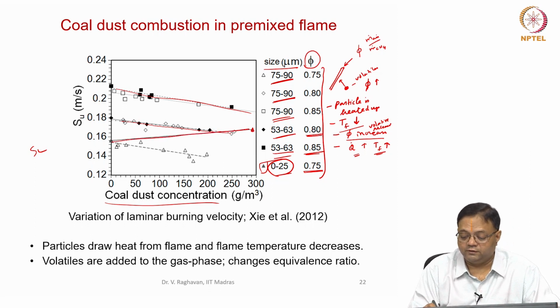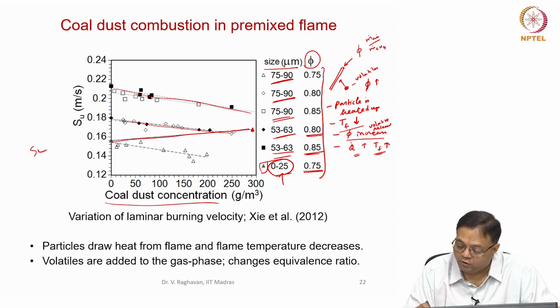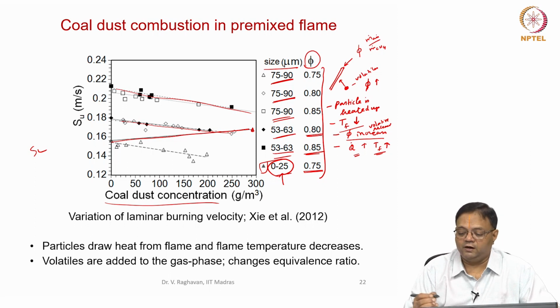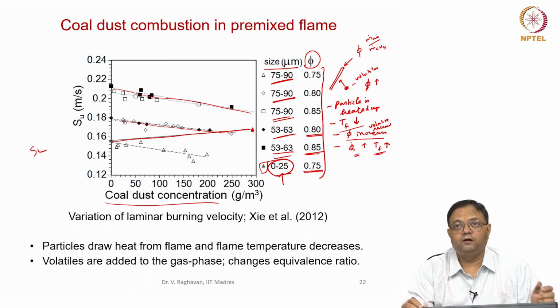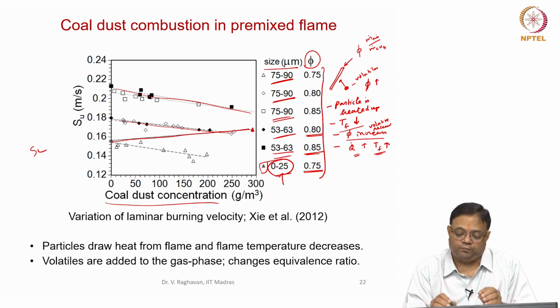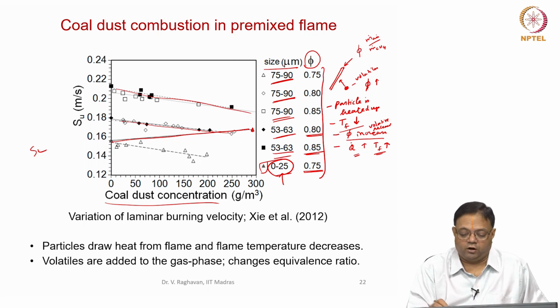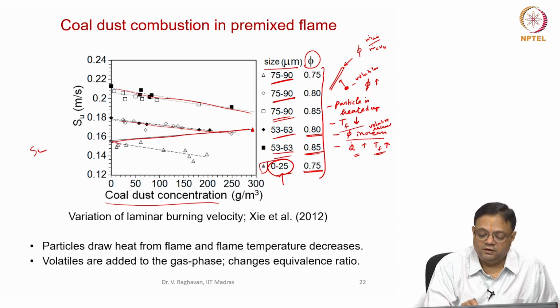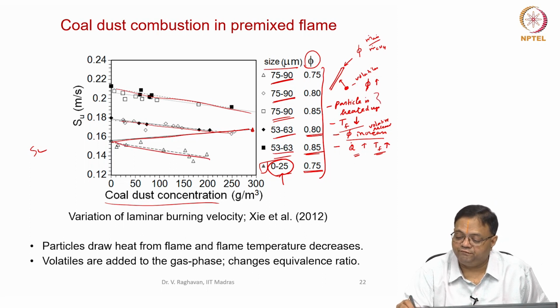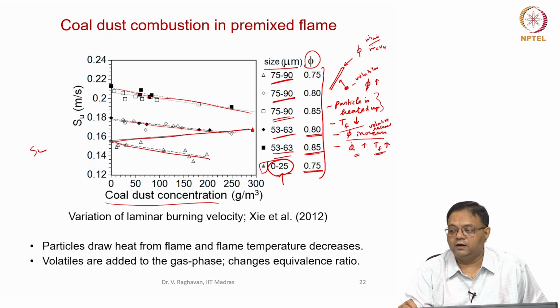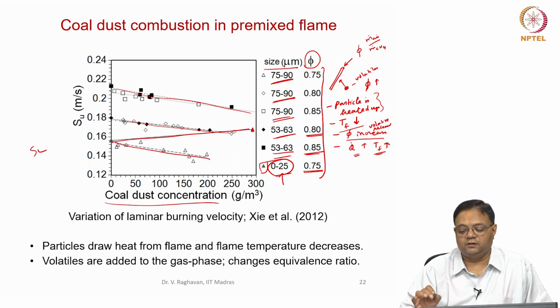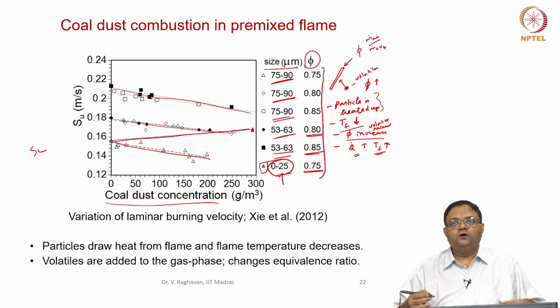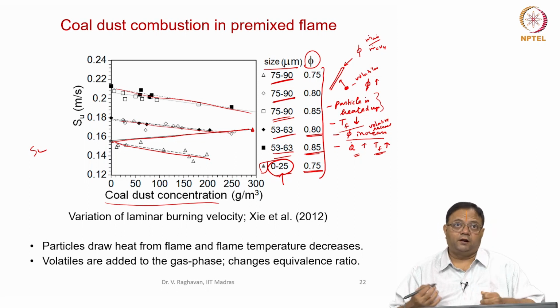When the particle size is very low and the equivalence ratio is also very low, then the volatile release increases the equivalence ratio, the particle heat up is much faster, and the flame temperature does not decrease much because of the small particle size, etc. This contributes to increasing SL. In the other case, the heat sink effect of the particle getting heated up causes a decrease in the flame temperature, which causes a decrease in the SL also. Okay, so these are the interactions between the particle and the premixed flame.